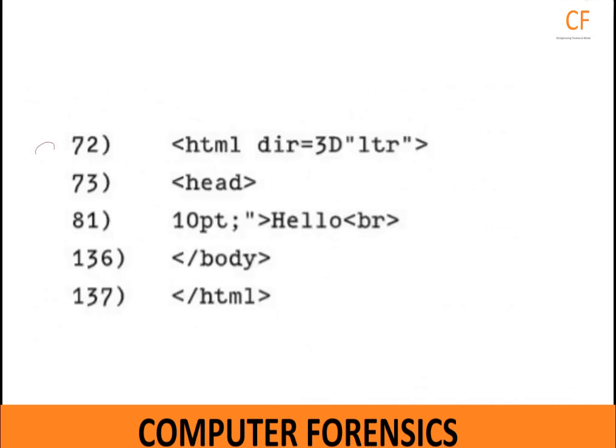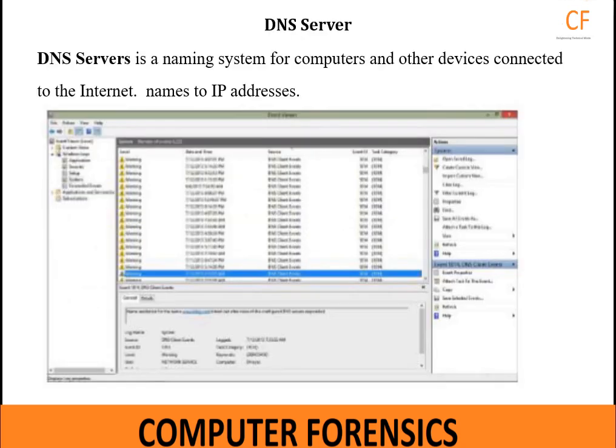Lines 72 to 137: these lines show the body of the message in HTML format. If the sender had sent a message in plain text, this HTML code would not have been generated.